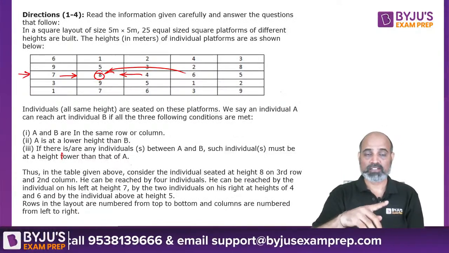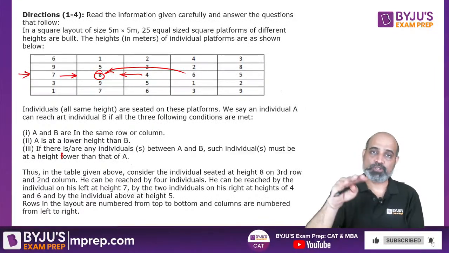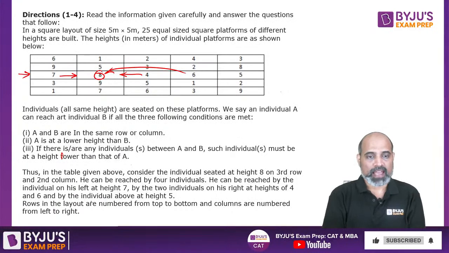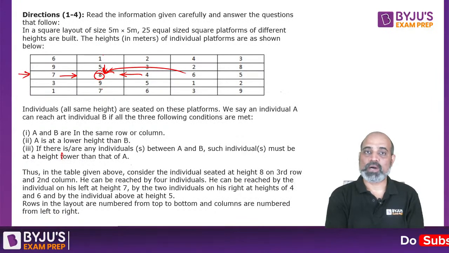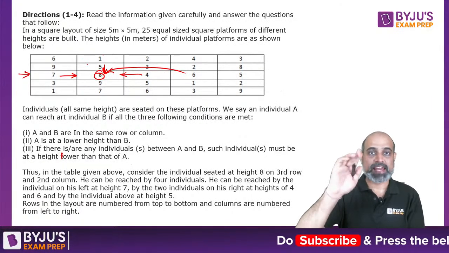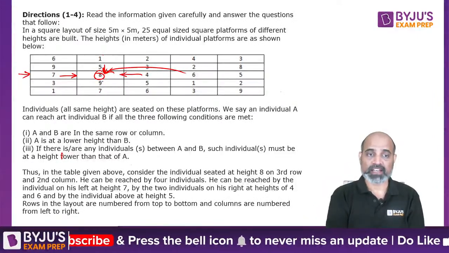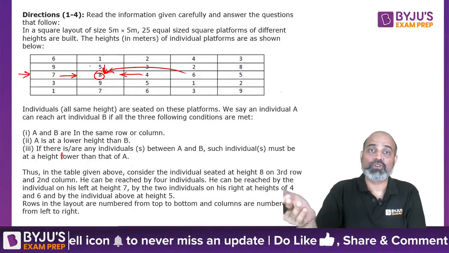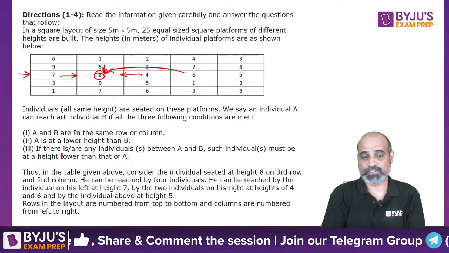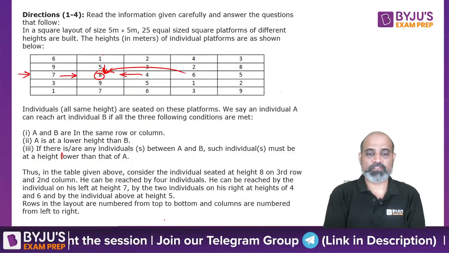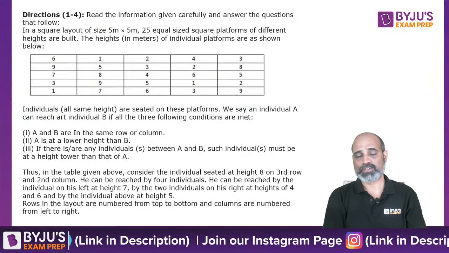So that works. 8 was the destination, right? Anyone who is between 6 and 8 should have a height less than 6. And the individual above, at height 5. 1 cannot reach 8. Why? 8 is more than 1, agreed. But 1 has to cross 5, and 5 is not less than 1. Similarly, 9 cannot reach 8, because if 9 wishes to go someplace, he will try to go to a place at a higher height than himself. Rows in the layout are numbered from top to bottom and columns from left to right, exactly how rows and columns normally are.